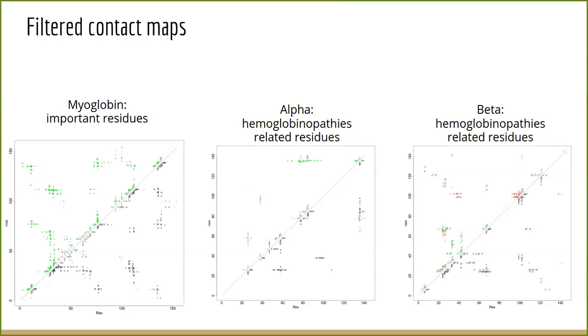When we filtered the contact maps by structural and functional importance in myoglobins, we found similarities with the contact maps from alpha and beta families when we filtered them by only taking into account the residues related to hemoglobinopathies.